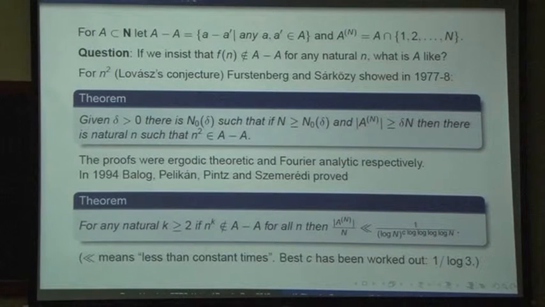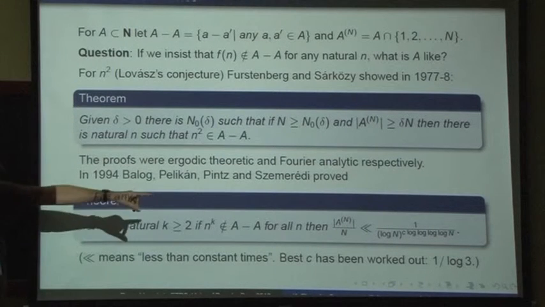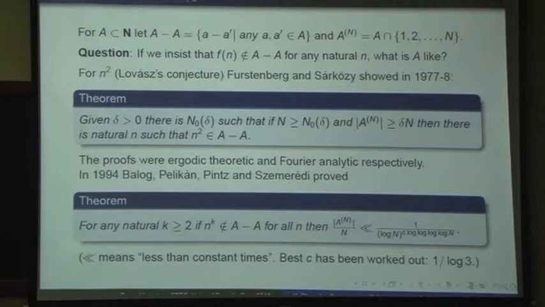Now, by the way, the rate that Sarkozy gave in this case was better than that, but apparently the problem gets rather messy. This has since been proved, though. As an illustration of how much this interests number theorists, this C was originally 112, and it's been worked down to this value, which is apparently, at least with that line of argument, the best result. There are even more results from 2006. There is an improvement for this rate.